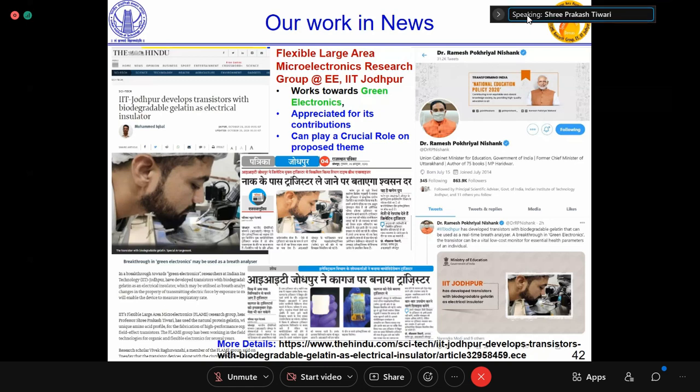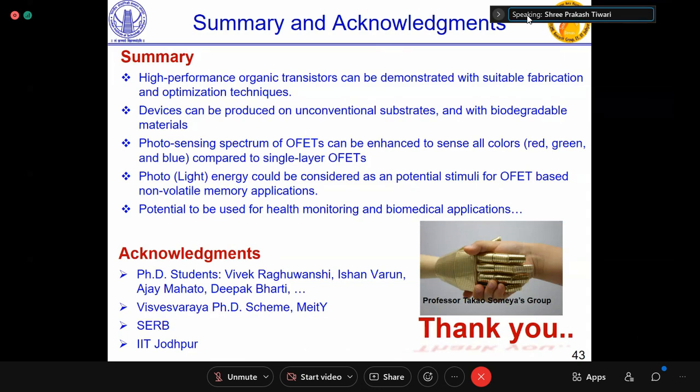But this gelatin work that we had done was also very much appreciated by various agencies, and it was highlighted in The Hindu, tweeted by the minister, and also covered by local news. It was a wonderful work, and we are trying to go ahead with that technology in a smart real-time breath analyzer. So what I'm trying to say is there is a potential of this kind of technology to be researched well and applied for nature-friendly electronics.